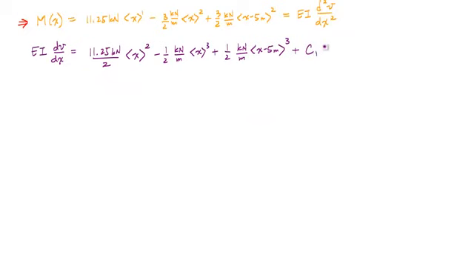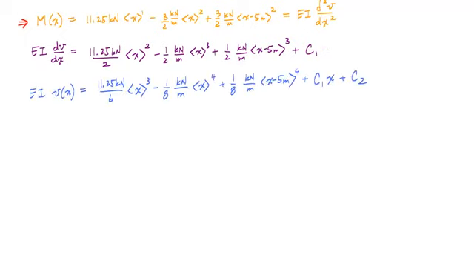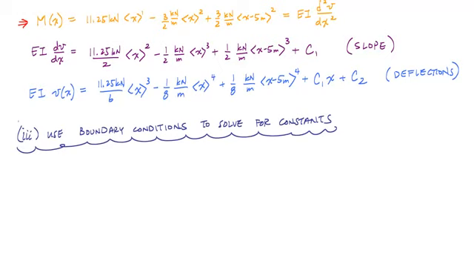So I'll just add a constant, I'll call that C1. And then again, if I integrate one more time, I will get the deflection equation. This is my slope, and this is my deflection equation. And now what's left is for me to solve for these constants. The way I solve for these constants is just like in the double integration method, and that is to have boundary conditions. To do that, you need to remember what the support conditions look like.